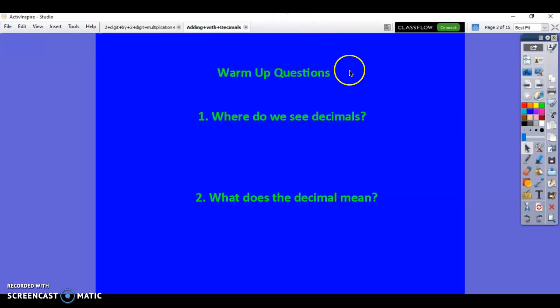All right, here are some questions that I want you to think about. 1. Where do we see decimals? What are some things that you can think of? Brainstorm and think about some places where you might see decimals. And the second one is, what does the decimal mean? So take a moment and write down your answers inside of your journals, and then we'll check here in just a second.